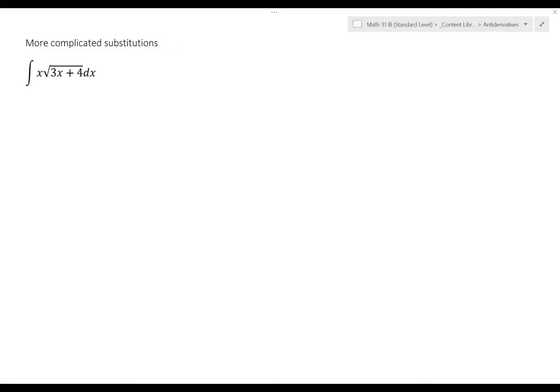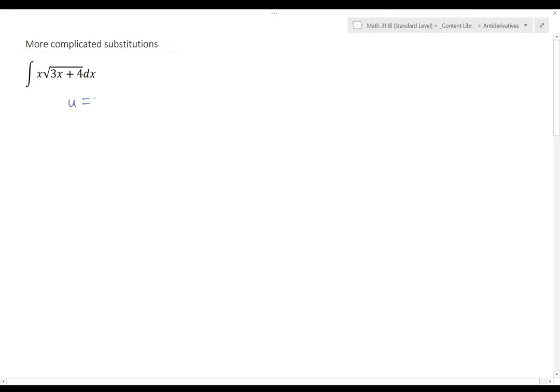Hello. We've already looked at how we can use some simple substitutions to find integrals or antiderivatives. Now we're going to look at how substitution can help us in some slightly more complicated situations where we maybe have to do a couple of different substitution type things. So let's look first off at x times the square root of 3x plus 4 dx.